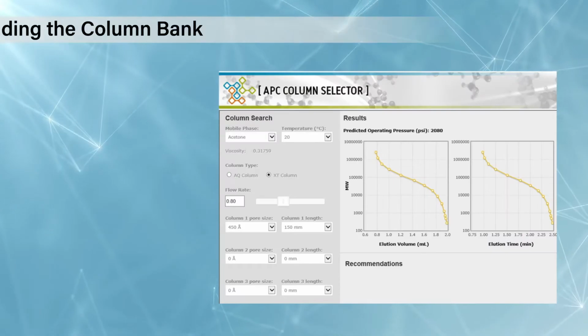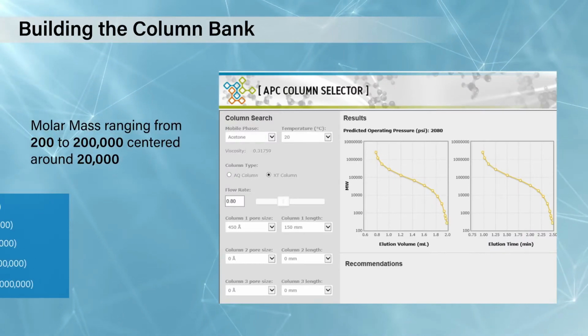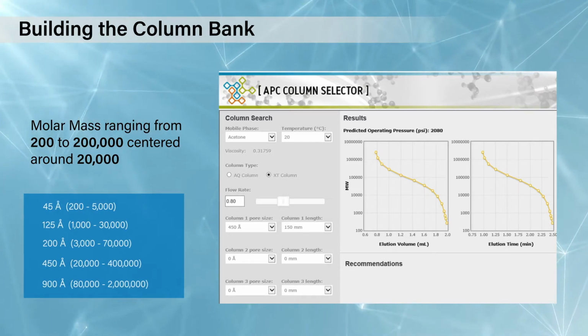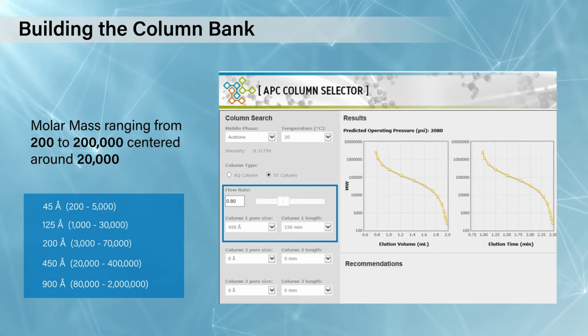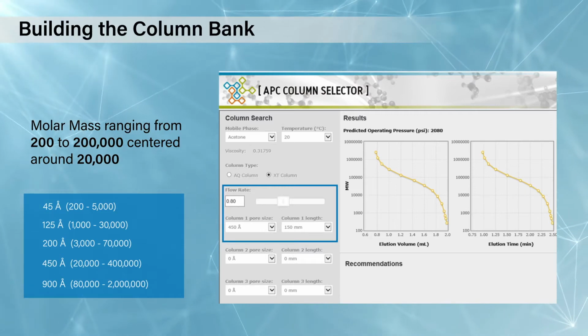So we'll go back to our column selector and we'll input a flow rate and select the first column as being the 450 to cover that full range of the polymer. And you'll see on the right hand side it's generated the calibration curve that you'd expect.